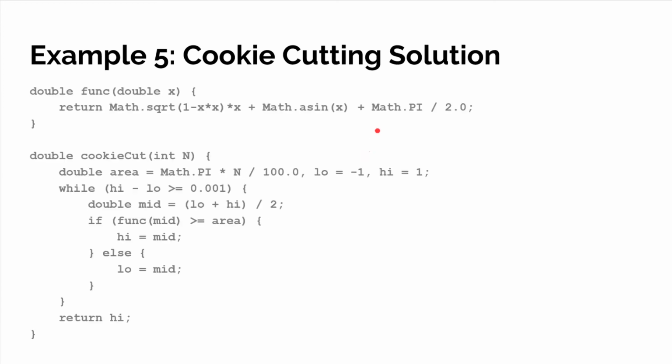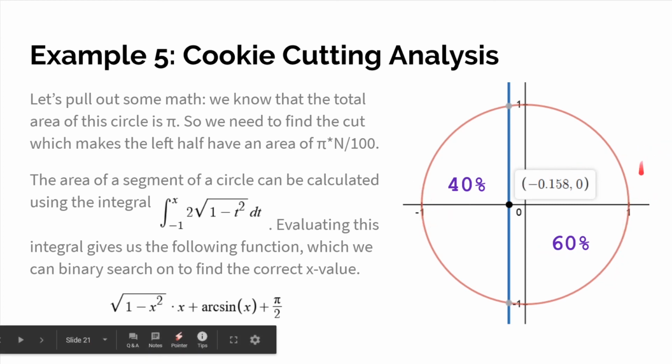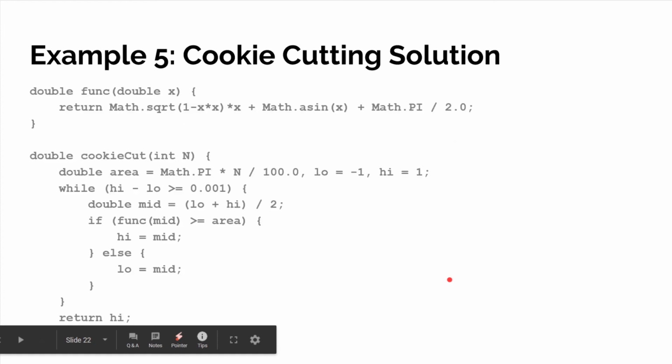So again, we just have our function right here, which is what we calculated. If you want to calculate the integral yourself, you can, for practice. But in our cookie cut function, we are going to get some n%. We are targeting this much area, so area is equal to math.pi times n over 100. And we set low equal to -1 and high equal to 1, because those are the two ends of the cookie, and we have to make a cut within the cookie.